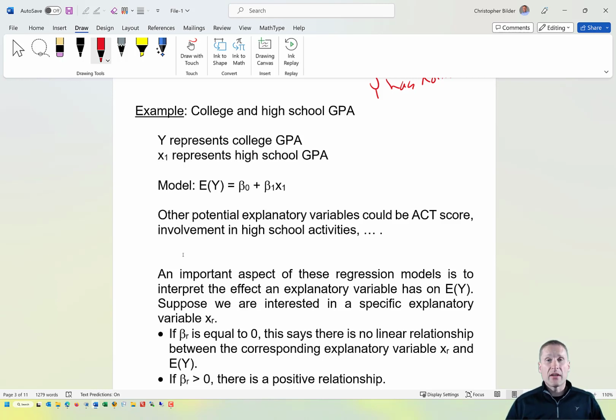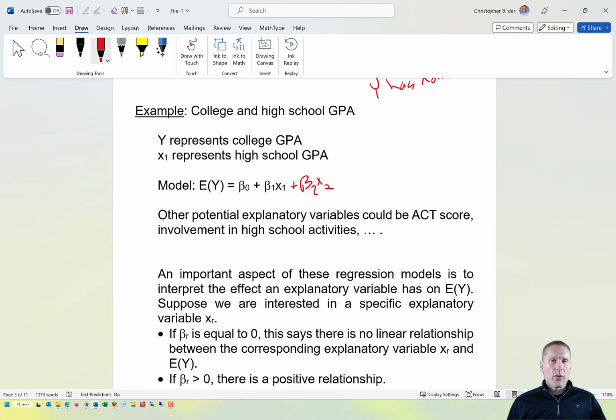The admissions office then could use this regression model to help decide who they should admit and who they should not admit to the school. And so they would be interested in this particular model. Expected value of y is equal to beta 0 plus beta 1 times x. Now, there could be other explanatory variables that would be of interest too. Maybe I have a second explanatory variable that represents ACT score. So x2 could be ACT score, and beta 2 will be the corresponding regression parameter for it.